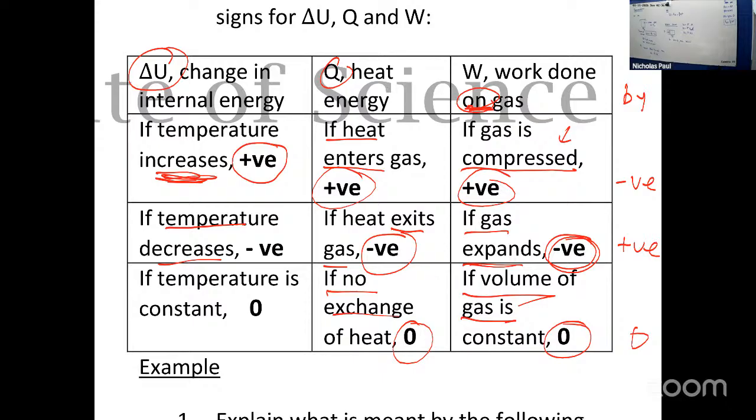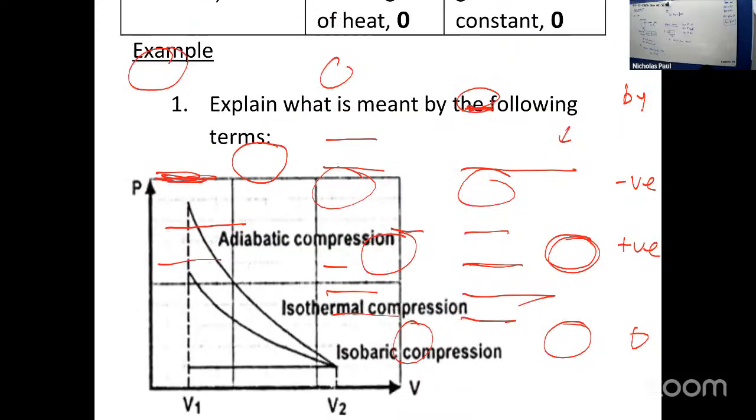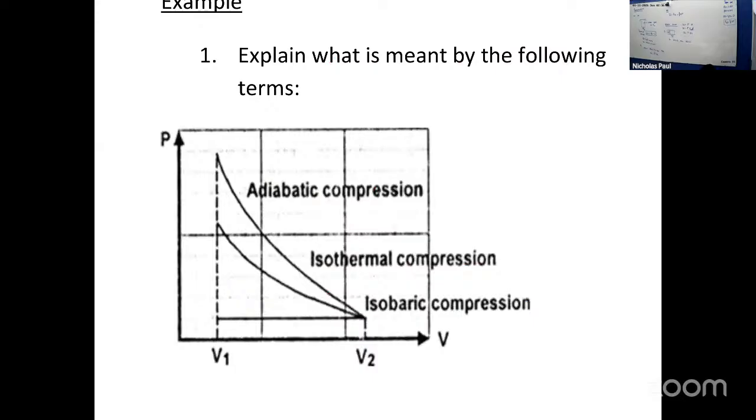Each one of those is a different type of process. So here we have different types of processes: adiabatic, isothermal, isobaric. I don't have values, I'll give you values just now. Isobaric is a horizontal line. What type of graph is that? It's a pressure versus volume graph. So isobaric is this horizontal line here.